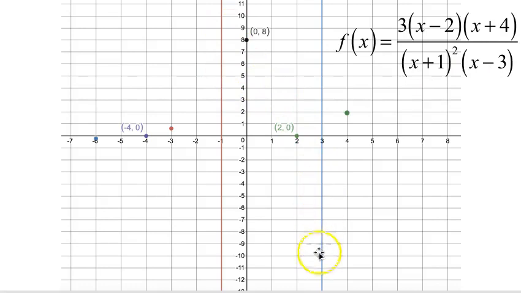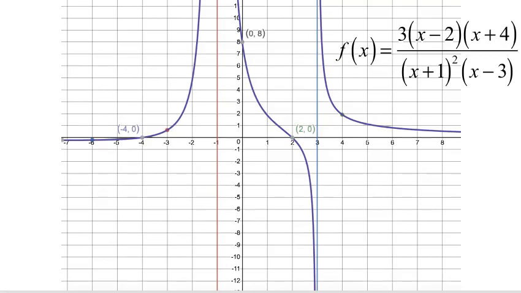If it's shooting down this way, we'll assume it's going up that way. We have a horizontal asymptote at the x-axis, so it should be coming down like this. So let's see how good my prediction is. And you can see that it is pretty good.